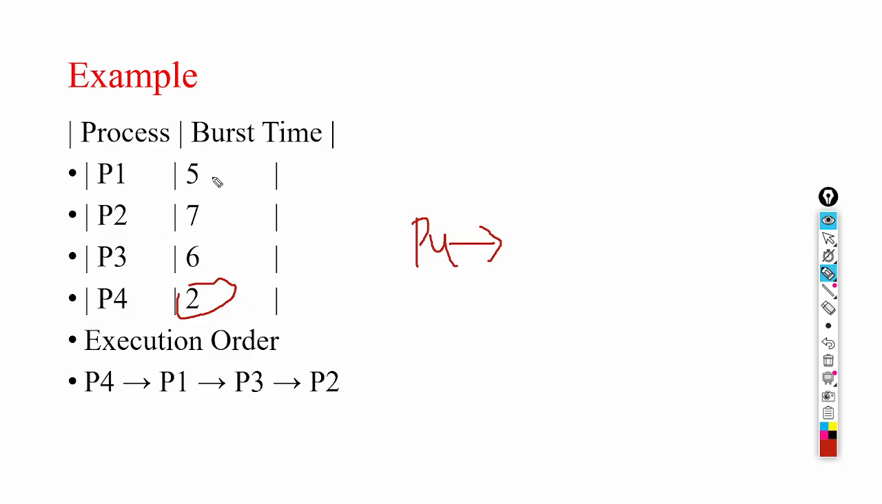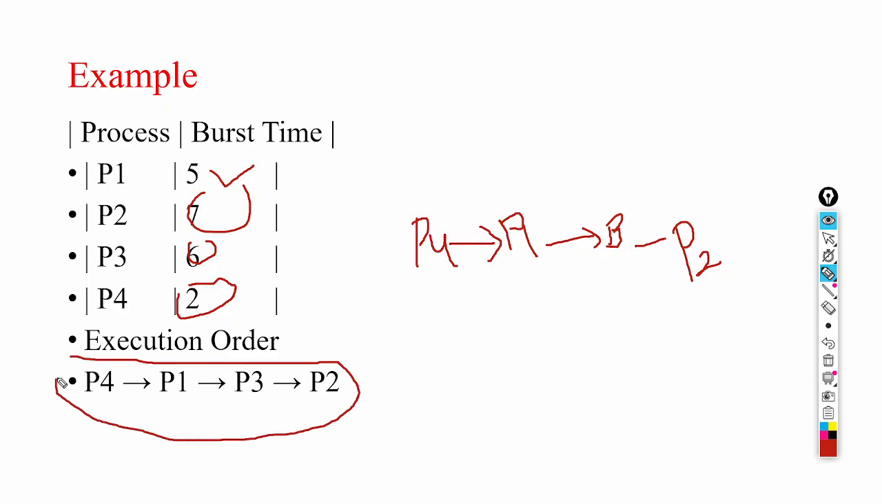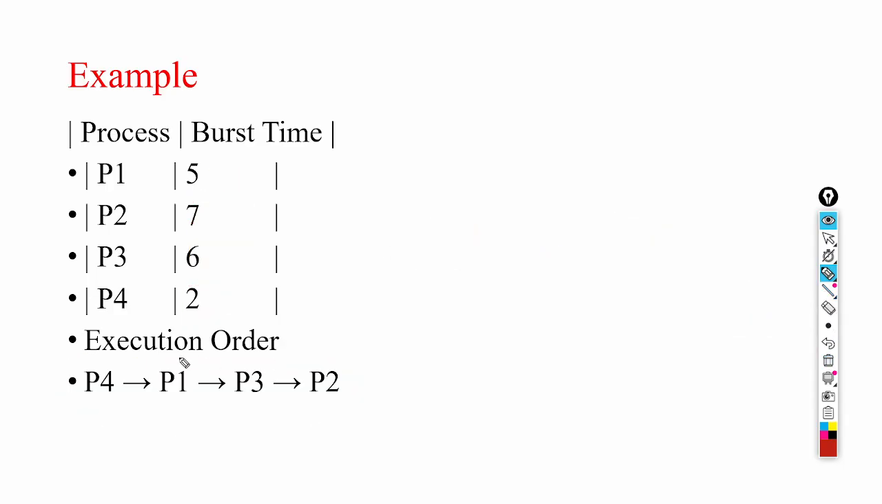Then after 2, the next is 5, that is P1. After that 6, that is P3. And after that 7, that is P2. So this is called shortest job first: whichever burst time is smaller executes first. Therefore the execution order is P4, P1, P3 and P2. Again we need to calculate the average waiting time, and for this also we can calculate the waiting time with the formula.